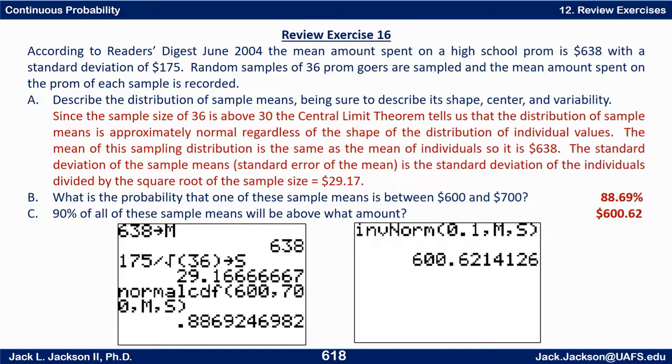90% of the sample means will be above what amount? Well, 90% above is 90% to the right. So this is going to be an inverse normal problem. So you're going to have to give it the probability to the left. 1 minus 90% is 0.1, which is to the left. So it's inverse norm of 0.1 with our mean and standard deviation that we're dealing with, which is about $600.62. So 90% of the people will spend over $600.62 on the prom according to this information if it were correct.